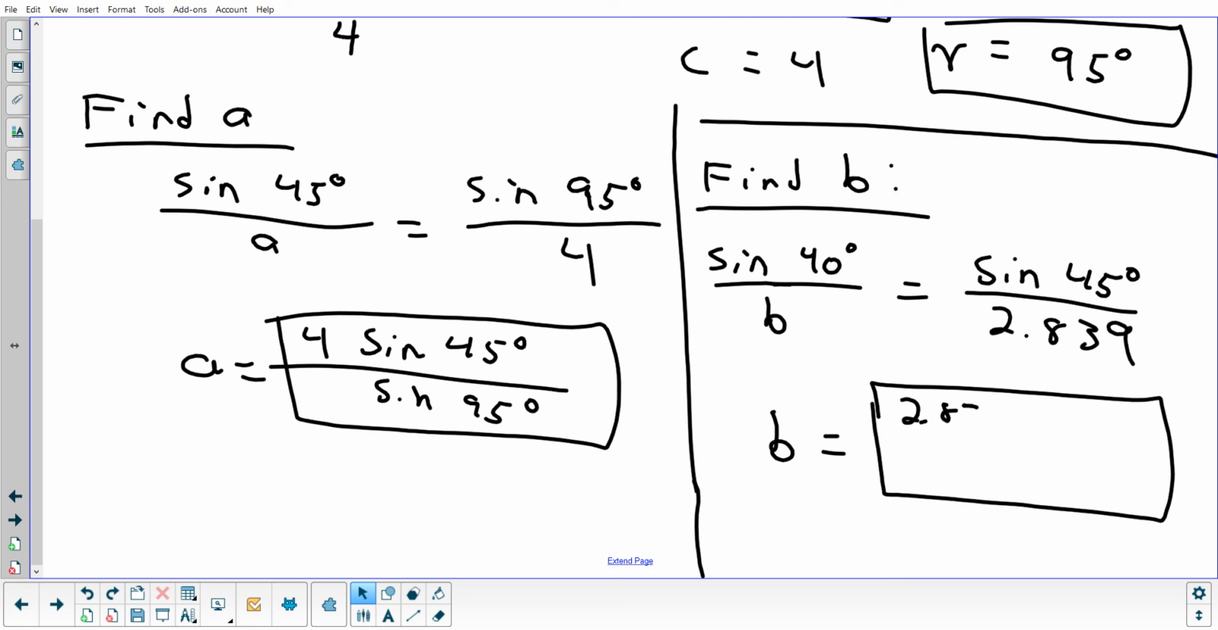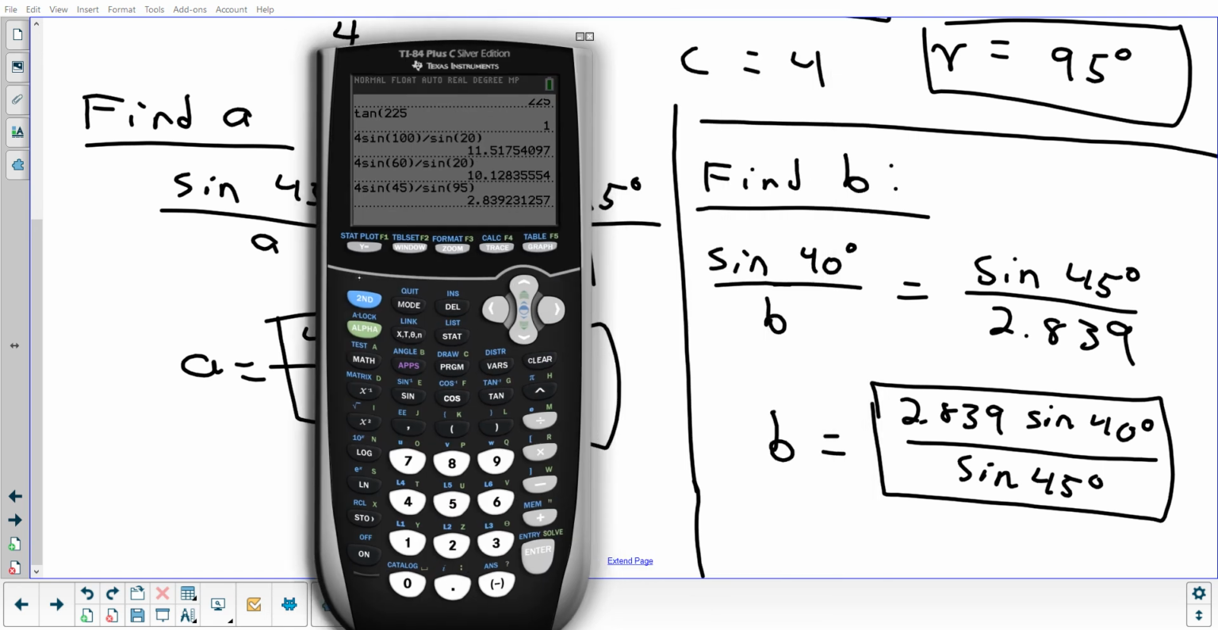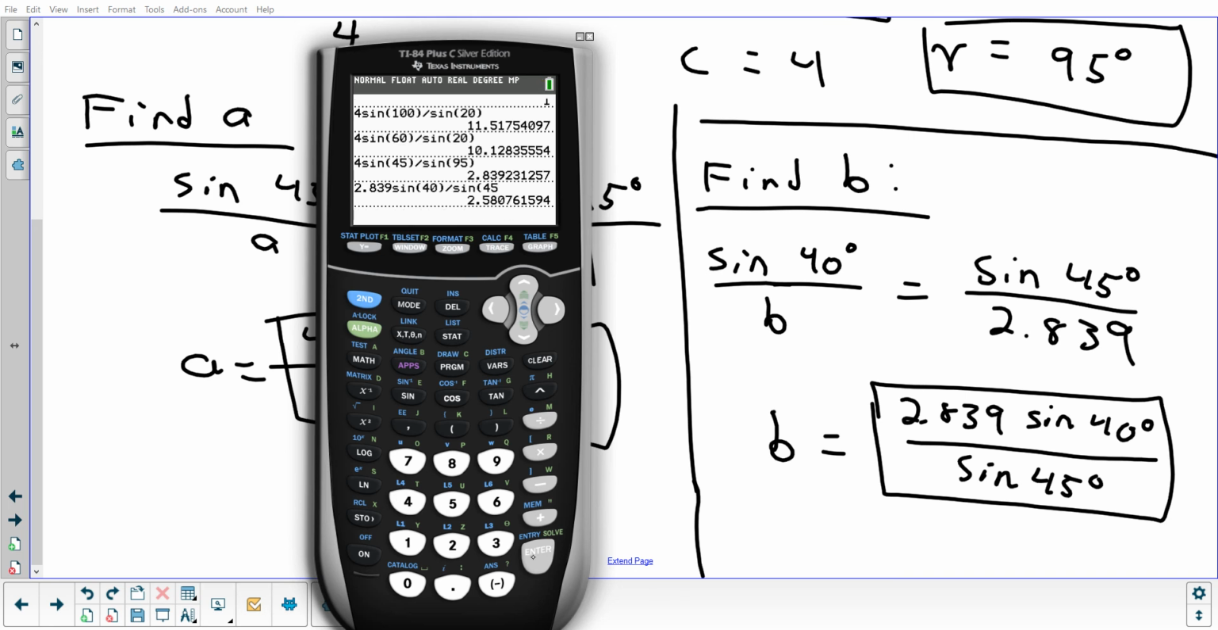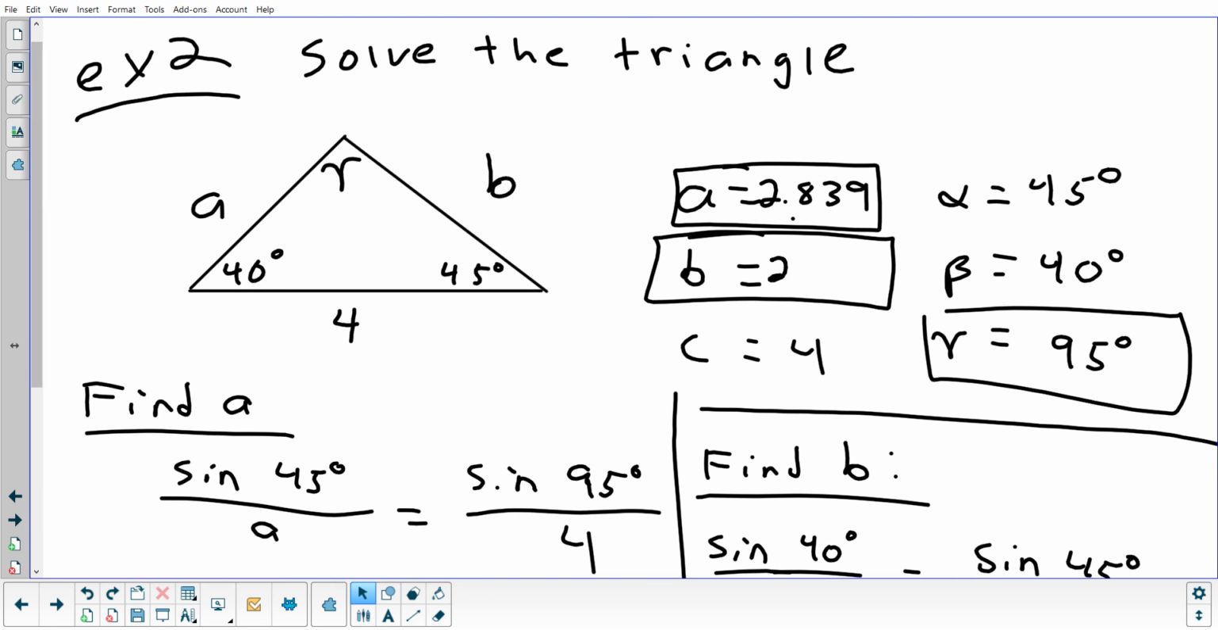Yep. So let me write that first. 2.839 sine 40 over sine 45. All right, and let's see what we get with that. So 2.839 sine 40 divided by sine 45. Okay, we get 2.581. And that's how you solve an angle side angle. Any questions on that?